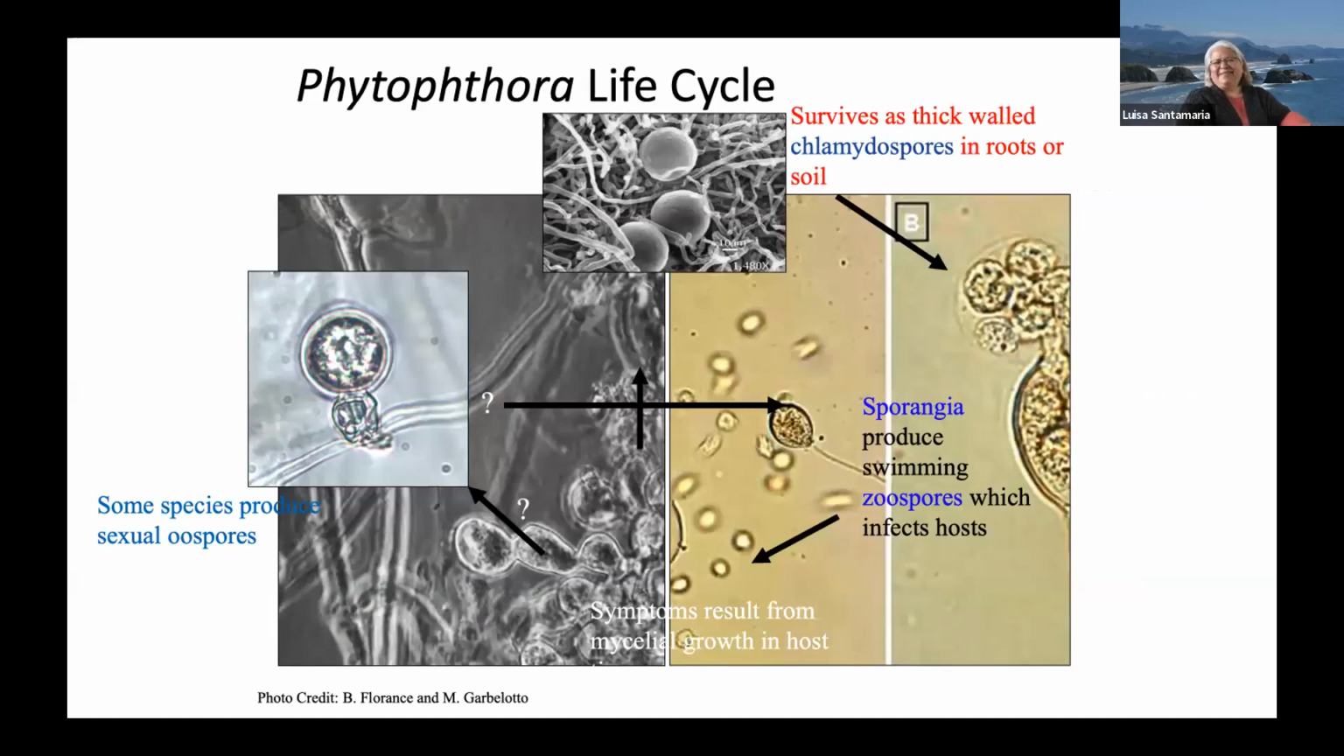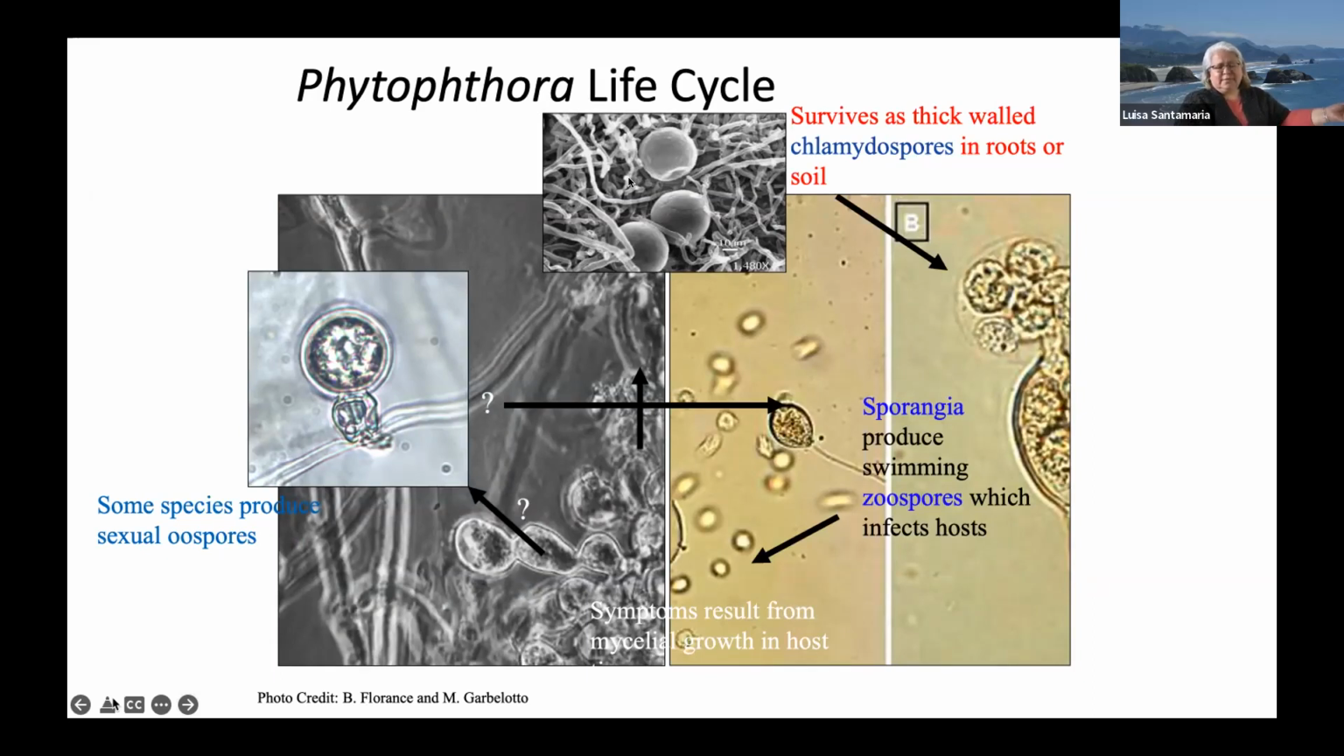We don't want them, but they are there. We cannot do that. This is a brief life cycle where we can see the structures and how they move around until the plants get it. Well, this is the life cycle of Phytophthora.